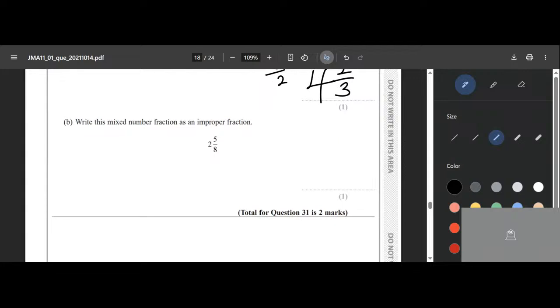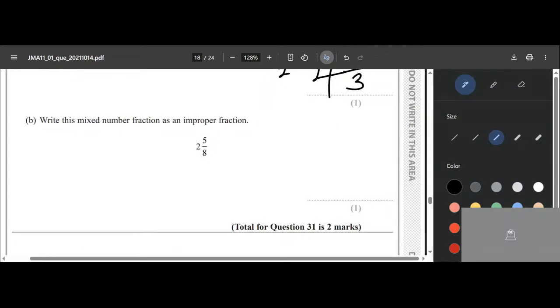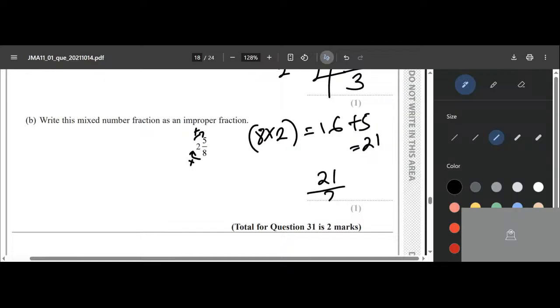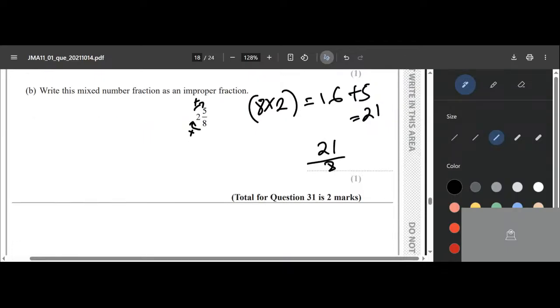Write this mixed fraction as an improper fraction. So you take the denominator, you multiply by the whole number, then the numerator you add. So 8 times 2, it is 16. 16 plus 5, it is 21. So we say the answer is supposed to be 21 over 8.